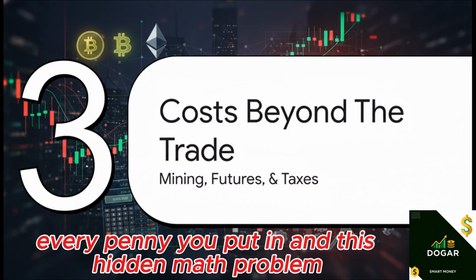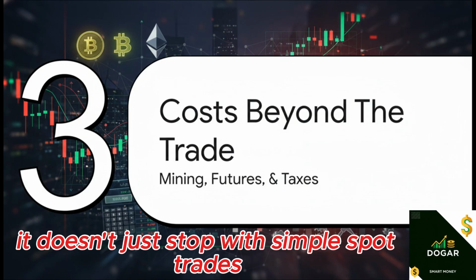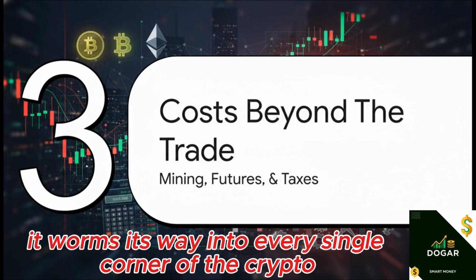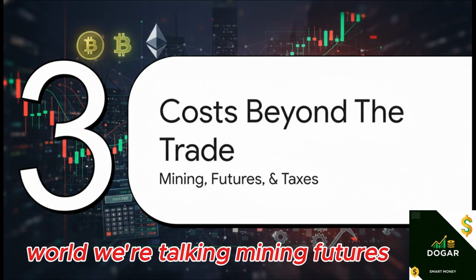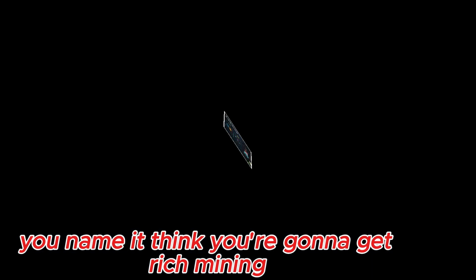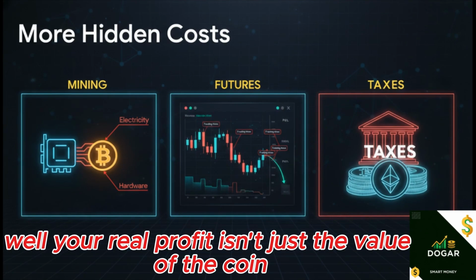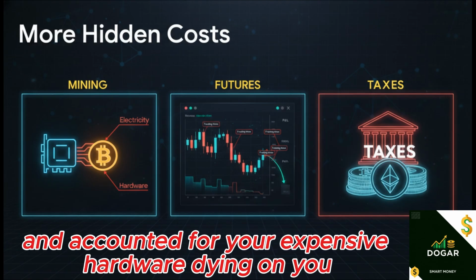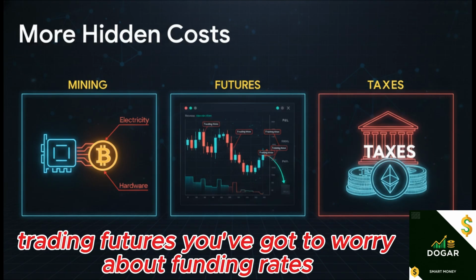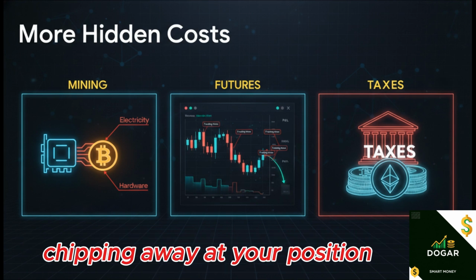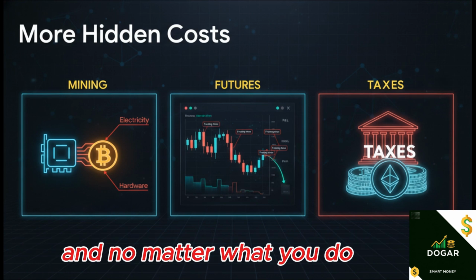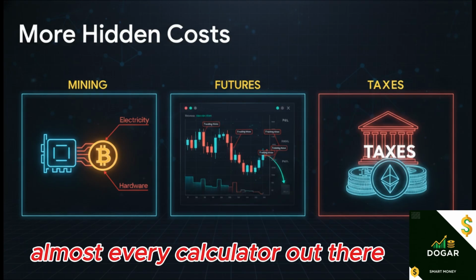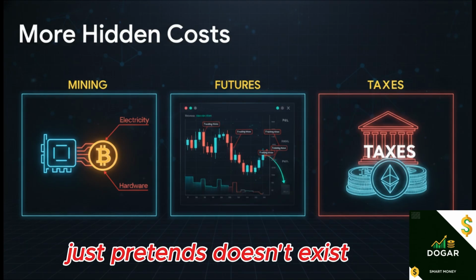And this hidden math problem, it doesn't just stop with simple spot trades or even with leverage. Oh no. It worms its way into every single corner of the crypto world. We're talking mining, futures, you name it. Think you're going to get rich mining? Well, your real profit isn't just the value of the coin you mined. It's what's left over after you've paid for all that electricity and accounted for your expensive hardware dying on you. Trading futures, you've got to worry about funding rates chipping away at your position. And no matter what you do, the one constant is taxes. The universal cost that, funny enough, almost every calculator out there just pretends doesn't exist.